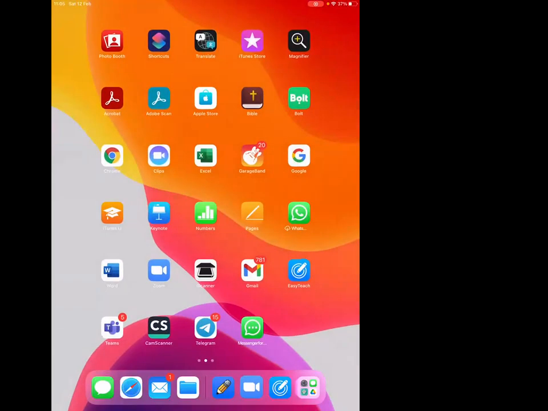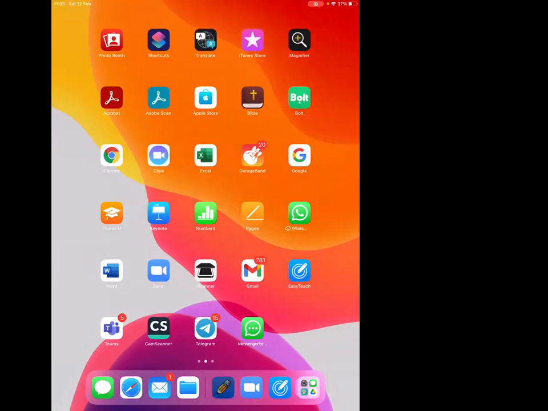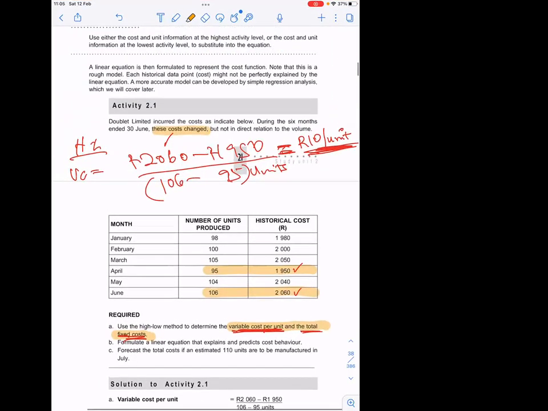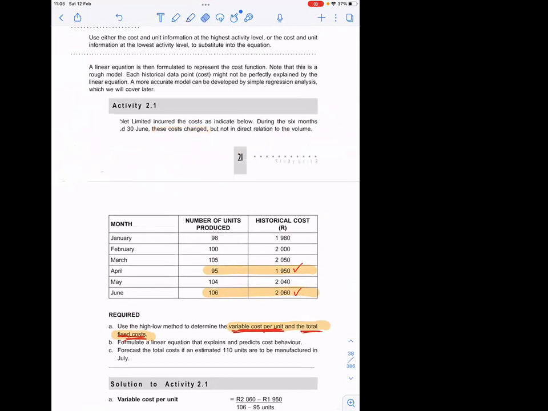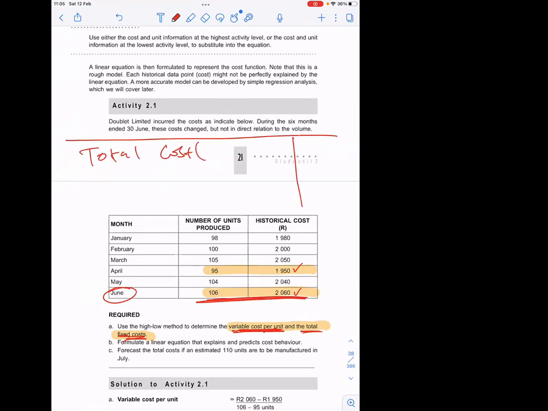So now what you are going to do there, good people, is very simple. We will apply our logic. Allow me to erase there. We apply our logic. You can take one level of output. I'm going to take the highest and say that the total cost, meaning fixed plus variable, is equal to 2060.